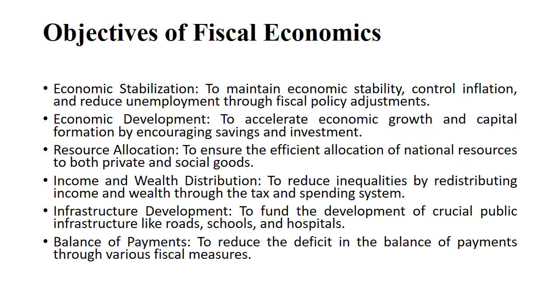Third objective is resource allocation. Efficient allocation of the natural resources has to be followed for both private and social goods. Then income and wealth distribution. So to reduce the inequalities by distributing the income and wealth through the tax and spending system.